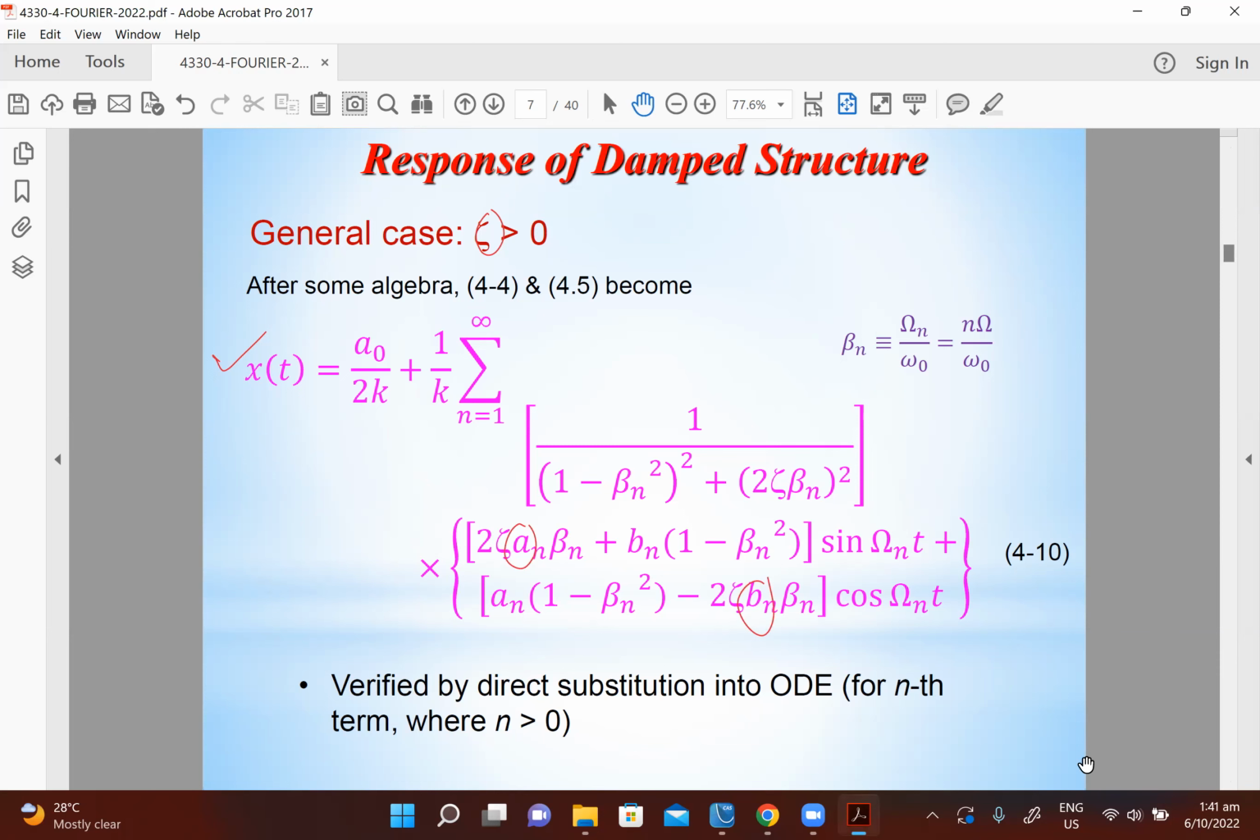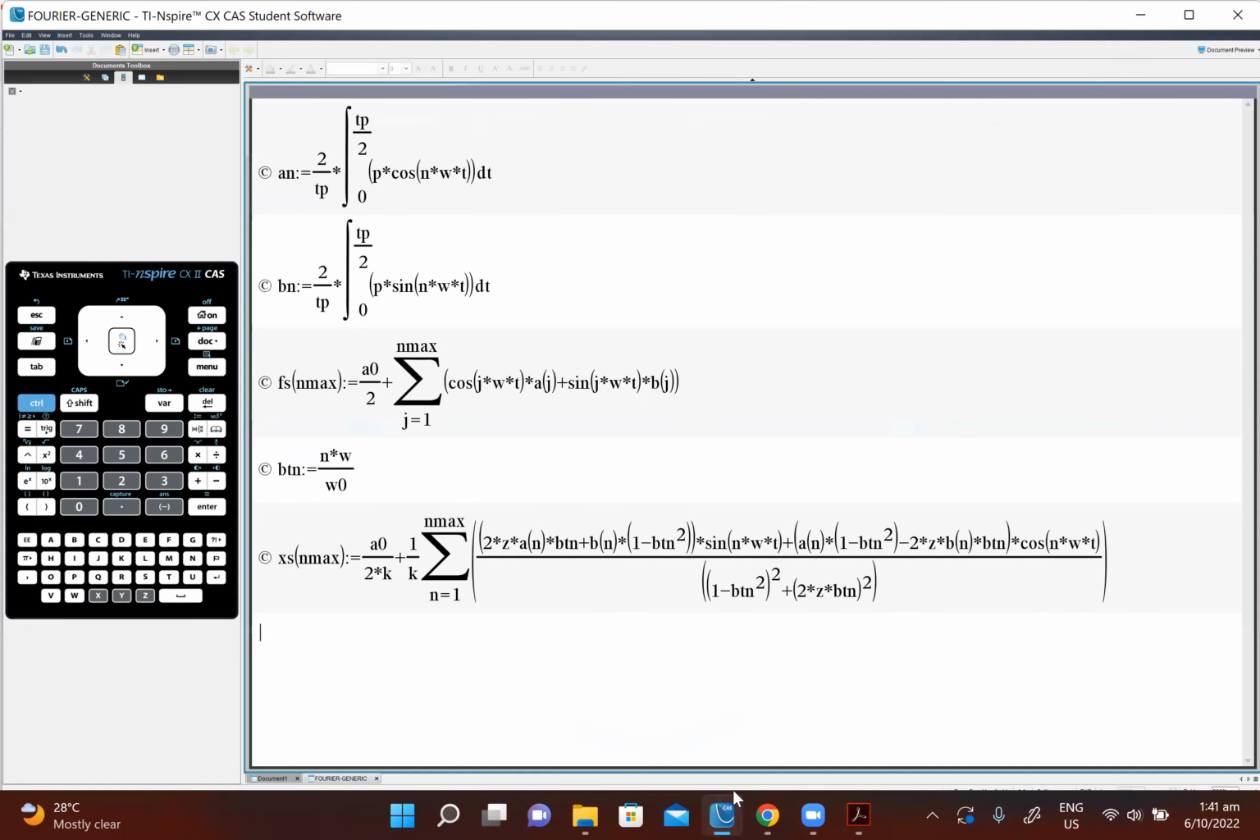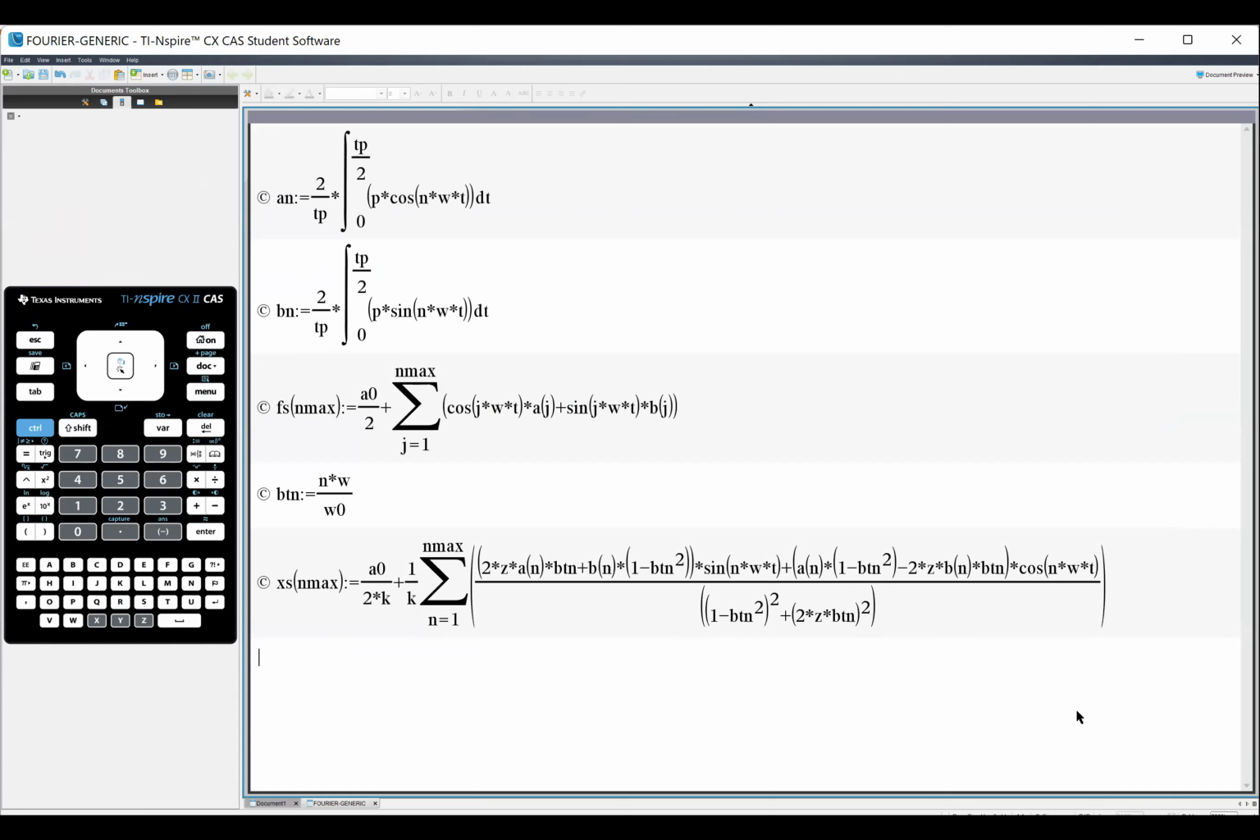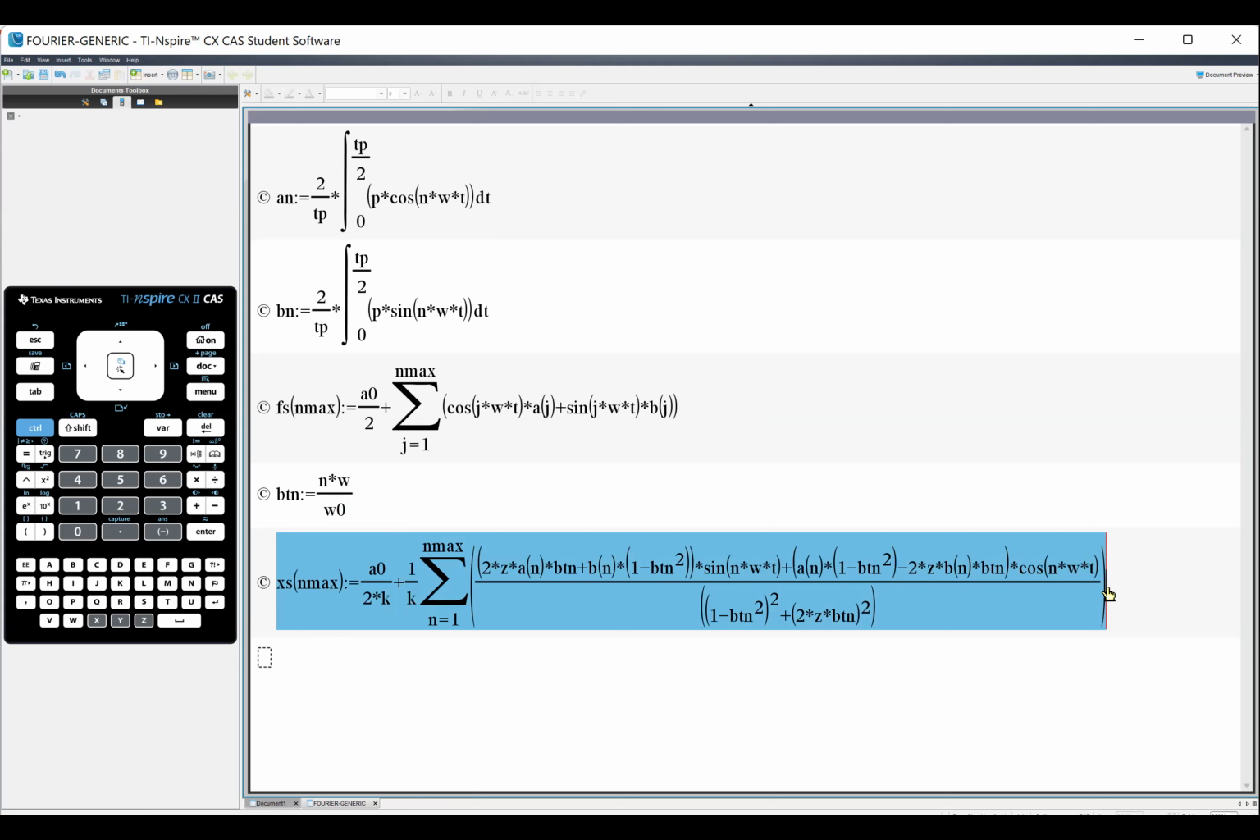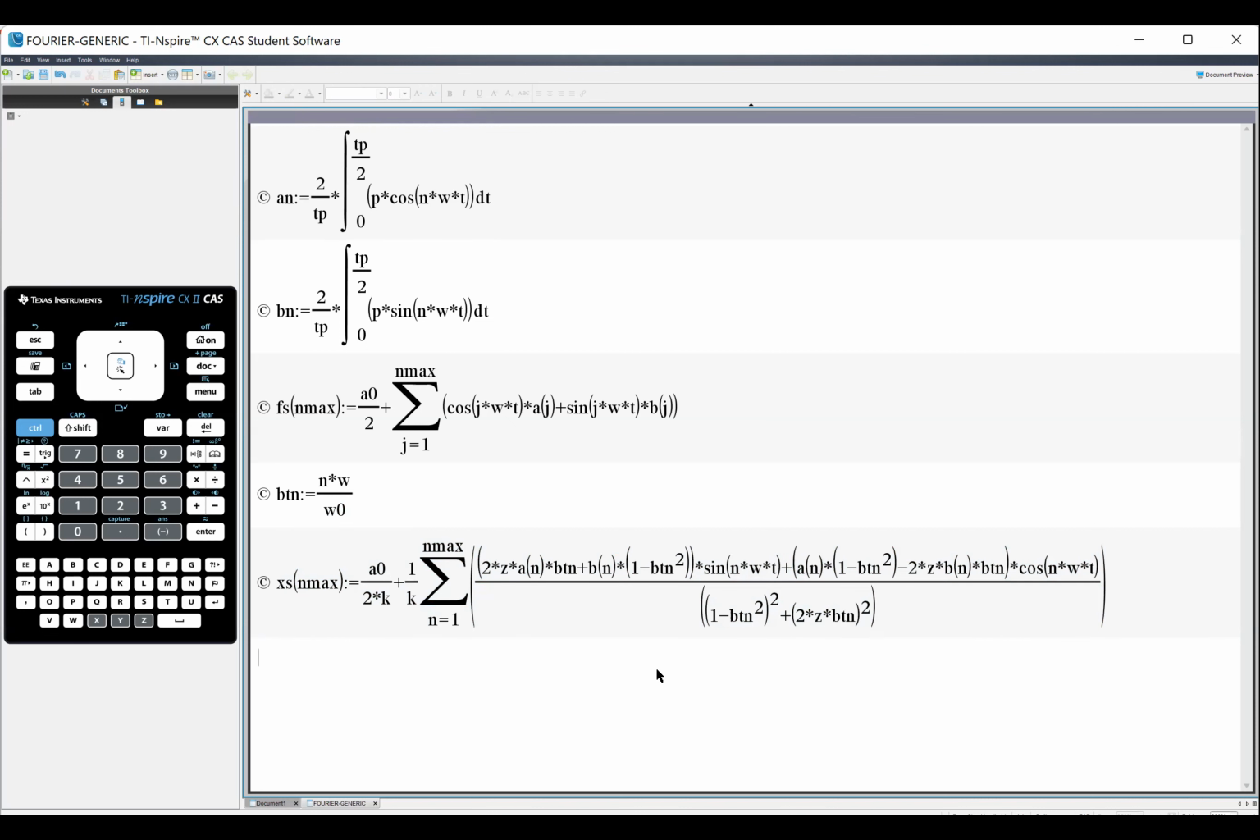So let me share the other software. I'm going to use the TI-Nspire, on which I have already stored the formulas for my A sub n, B sub n, and the Fourier series, and the beta sub n, which is basically just the frequency ratio between the driving force and the natural frequency of the structure. And here I have also the formula that I just showed you, which is the damped solution for the single degree of freedom structure. All of these are in comments, so nothing is really defined or stored into variables yet.